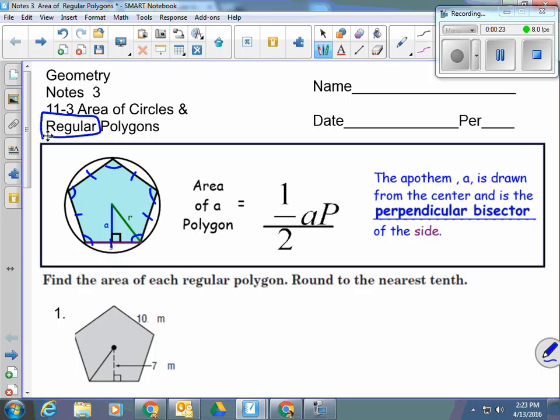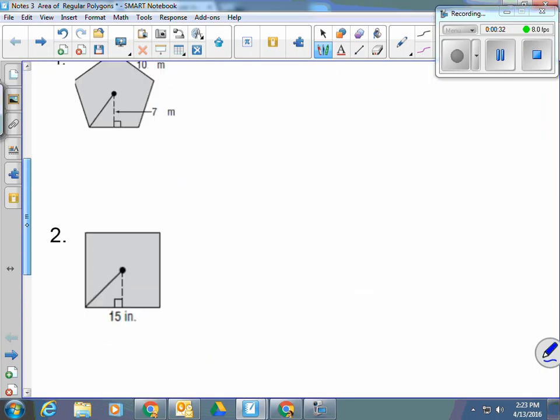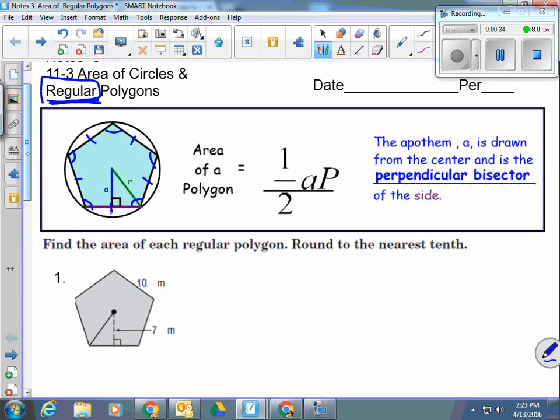Remember, we talked about regular shapes before, and I told you any regular shape, you can put a circle around it. Notice the problems later on don't have circles. It is assumed that there is a circle there. If I'm looking at that circle, what would I call this line right here? The radius. If I'm looking at this triangle, what would I call that line right there? The hypotenuse. It is the radius of the circle. It's the hypotenuse of that triangle.